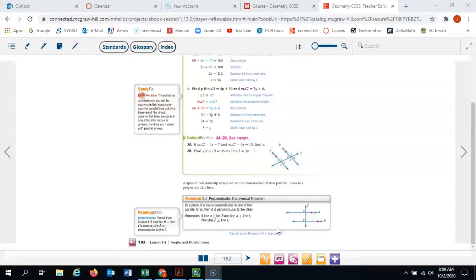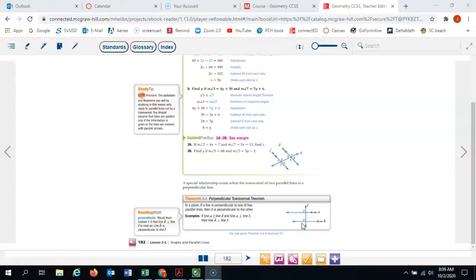At the bottom of page 182, we're also shown the perpendicular transversal theorem. On this one, you can see that not only are these lines parallel, but line T, the transversal, is perpendicular to the two parallel lines. So here's what this one says. If line A is parallel to line B, and line A is perpendicular to line T, then here's what we would be allowed to say. Well, then B must also be perpendicular to line T.